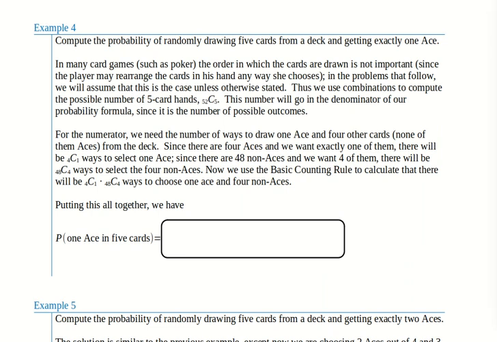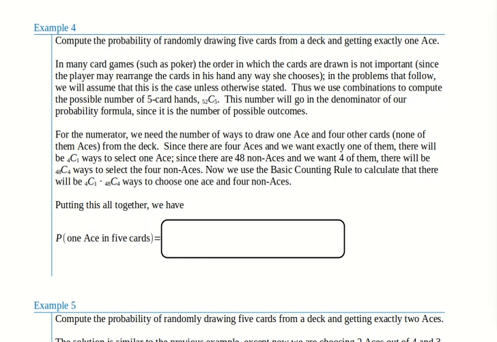Here's a question that relates to card games. It says, compute the probability of randomly drawing 5 cards from a deck and getting exactly 1 ace. So in many card games, and I'm told that includes poker, the order in which the cards are drawn is not important, since the player can rearrange the cards in his or her hand any way that she chooses. In the problems that follow, we'll assume that this is the case unless otherwise stated.